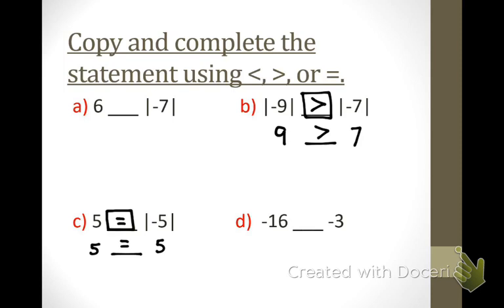For the final example, you'll see that there's actually no work that you have to do. It already says negative 16 and negative 3. Now you got to be careful with negative numbers. Think of it like dollars. Would you rather have negative $16 or negative $3? When you see that, you know that the negative 3 is bigger than negative 16. So you have from left to right, negative 16 is less than negative 3.